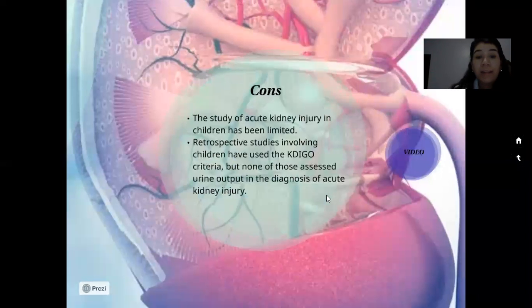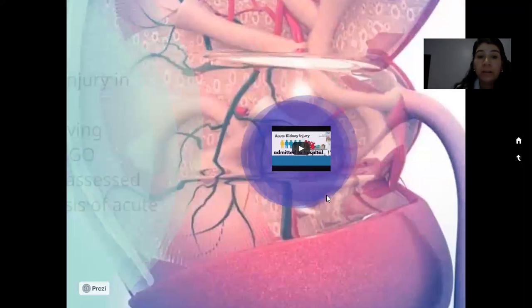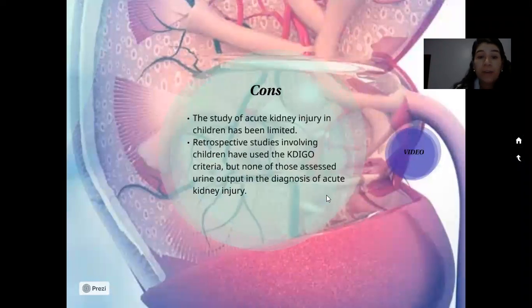Cons. The study of acute kidney injury in children has been limited. Retrospective studies involving children have used the KDIGO criteria, but none of those assess urine output in the diagnosis of acute kidney injury.